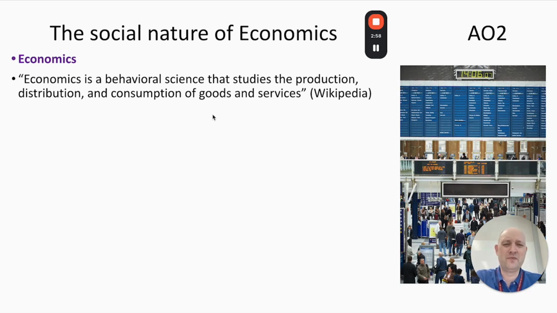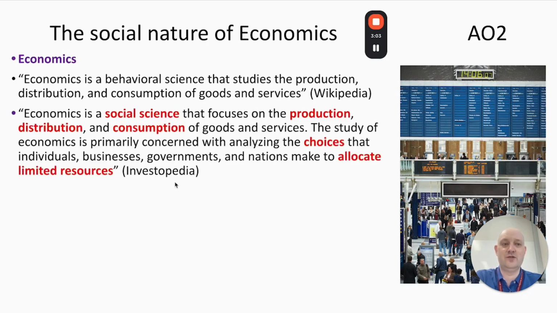And then if we go to Investopedia, which is a really good source, as we'll talk about another time, it says economics is a social science that focuses on the production, distribution, and consumption of goods and services. The study of economics is primarily concerned with analysing choices. I'm not going to read slides every time, but you can see that I think defining economics is quite problematic. One thing I tell people is to go and study it. After you've studied it for a while, you'll know what it's about.